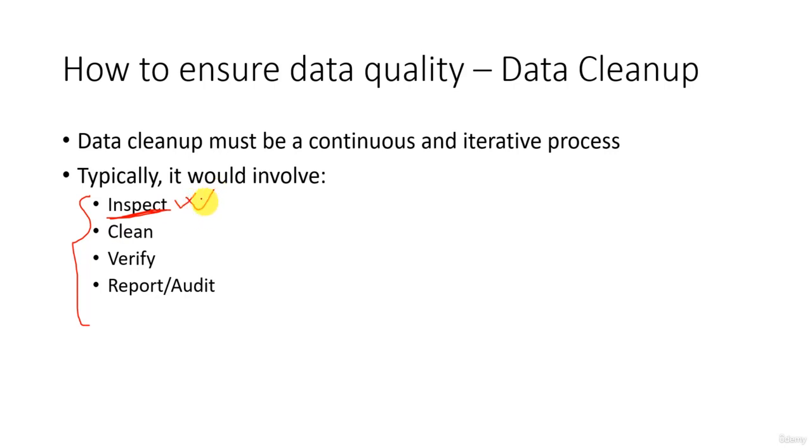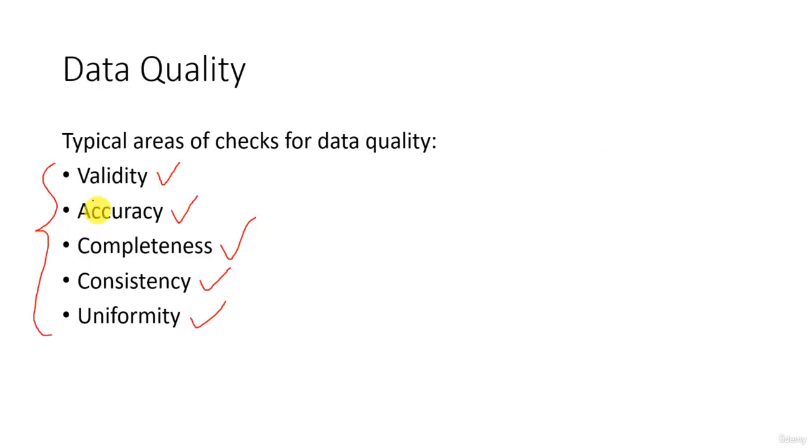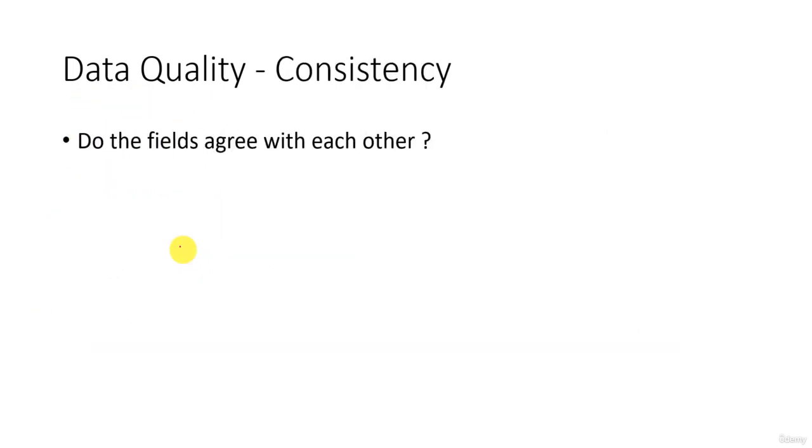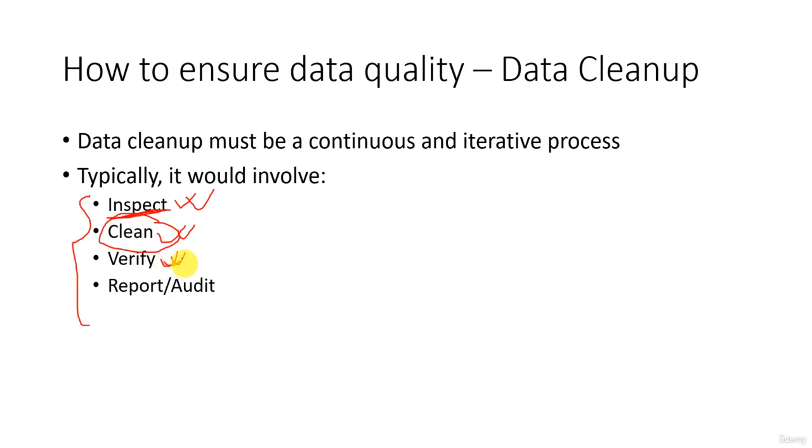After inspecting, if we find some error, then we clean it. After cleaning this data, we need to verify whether our data meets those 5 criteria or not now. After cleaning, again we check the data quality. After checking and verifying it, we need to report it. We need to audit it. So this is the process of data cleanup.